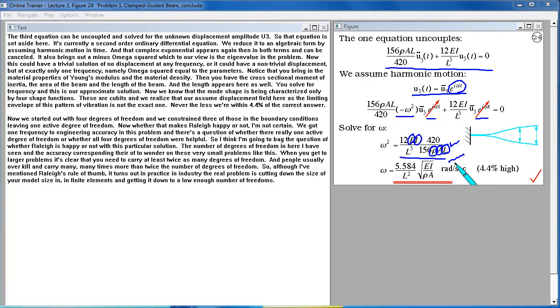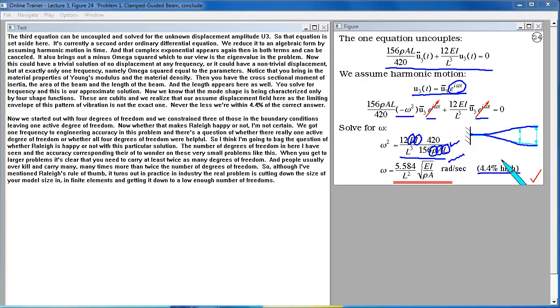Now we know that the mode shape is being characterized only by 4 shape functions. These are cubics, and we realize that our assumed displacement field here as the limiting envelope of this pattern of vibration is not the exact one. Nevertheless, we're within 4.4% of the correct answer.